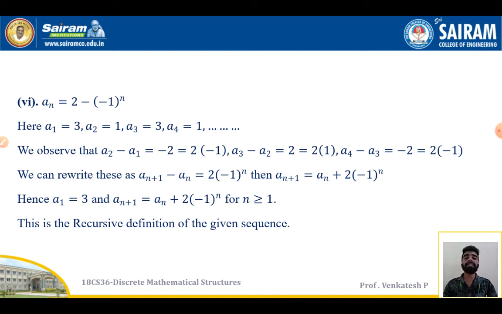an plus 1 minus an is equal to 2 into minus 1 power n. I can make it. So an plus 1 will be equal to what? an plus 2 into minus 1 power n. So hence the a1 is equal to 3 and an plus 1 is equal to an plus 2 into minus 1 power n for n is greater than or equal to 1 is the recursive definition of the given sequence.